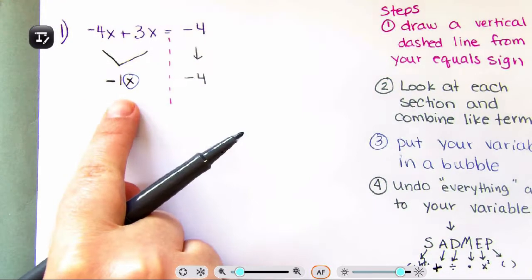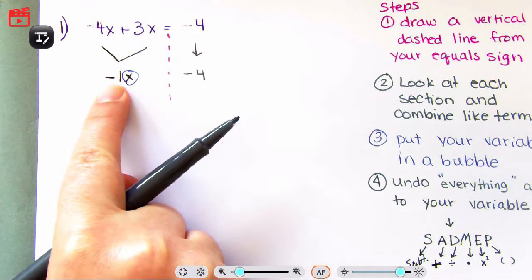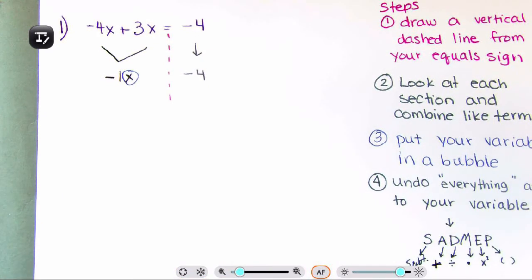So do I have any subtraction? Well, I have a minus here, but it's not subtracting anything because how are these two things attached? How is this negative 1 attached to this bubble? Well, it's attached to this bubble by multiplication.